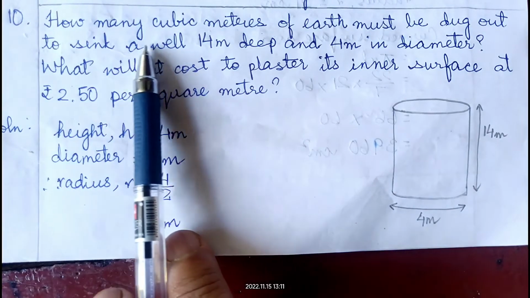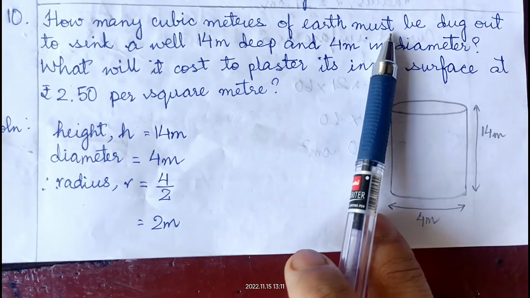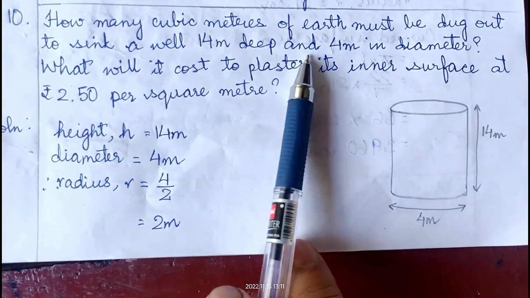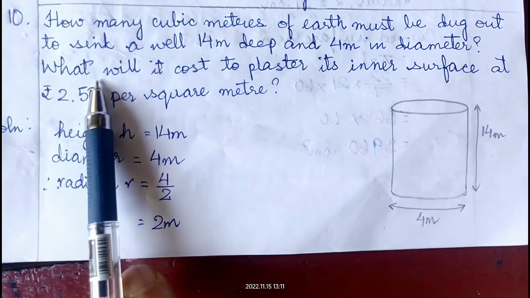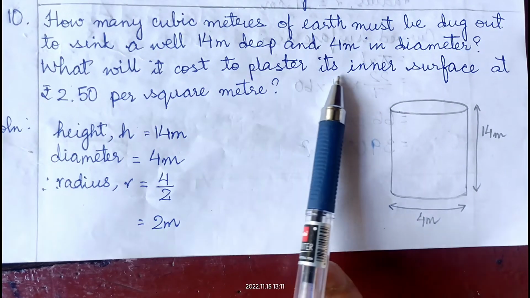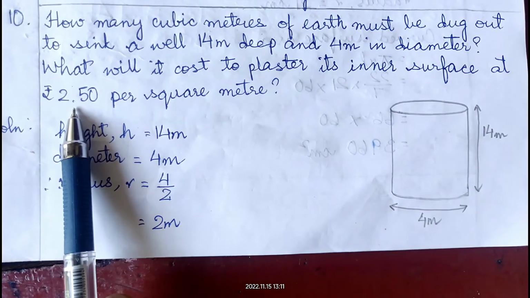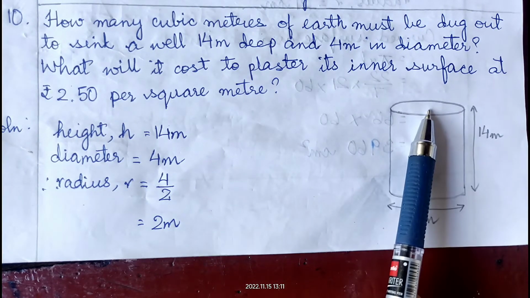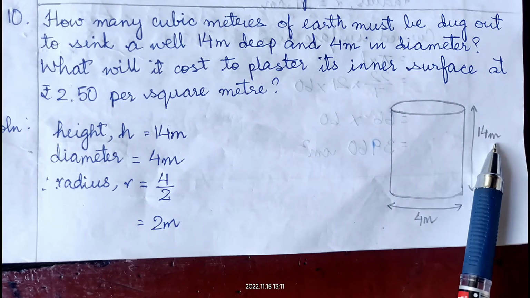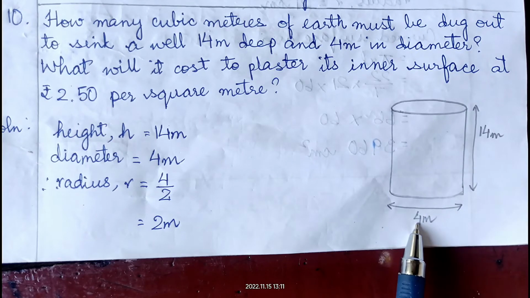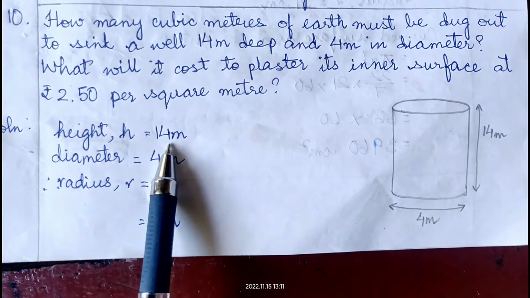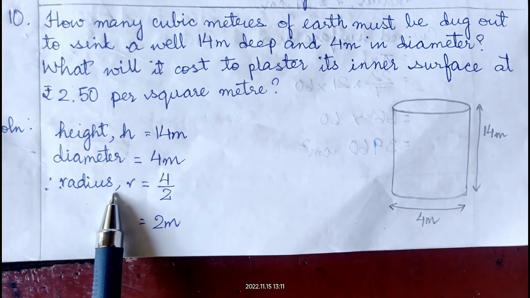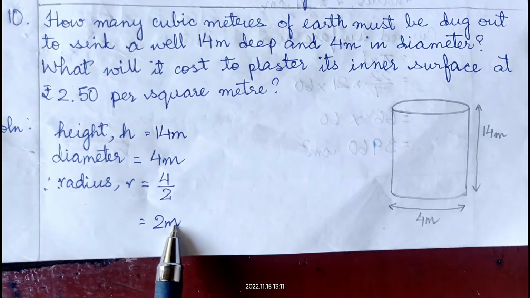Question number 10. How many cubic meters of earth must be dug out to sink a well 14 meter deep and 4 meter in diameter? What will be its cost to plaster its inner surface at the rate of rupees 2.50 per square meter? Suppose this is the well. This height is 14 meter and diameter is 4 meter. So we can write height, h equal to 14 meter. Diameter is 4 meter. So radius will be half of diameter, 4 by 2, that is 2 meter.